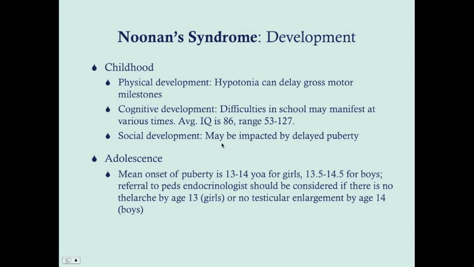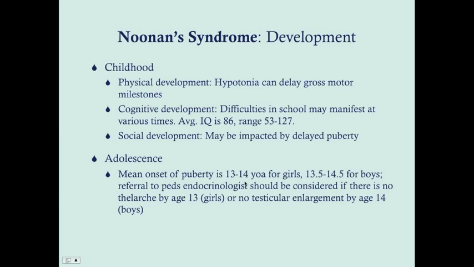Social development can be impacted by delayed puberty. So note that the mean onset for puberty is 13 to 14 years of age for girls. That's about 3 years later than where it normally comes on. But it's about 13.5 to 14.5 for boys. So the pubertal delay is much more significant for girls than it is for boys. Remember that girls tend to hit puberty about a year or two younger than boys.